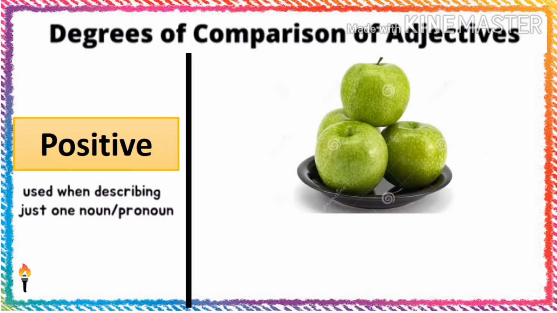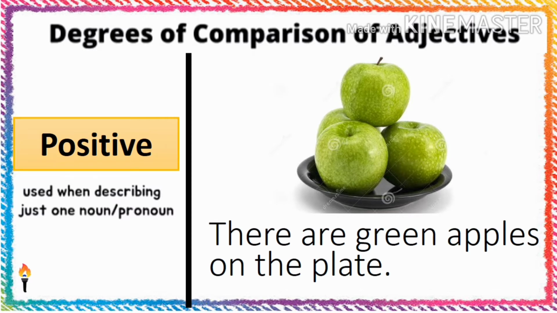Let us have another example. There are green apples on the plate. Now what is on the plate? Green apples. What is the word used to describe the apples? It is green. Green is in a positive degree because it describes only one noun.